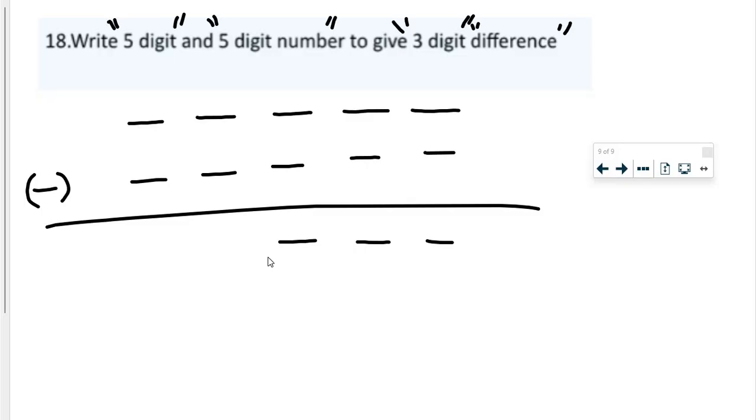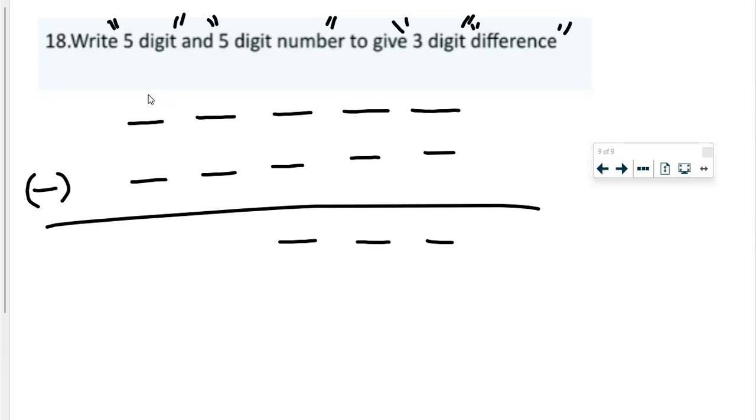Write a 5-digit number and another 5-digit number to give a 3-digit difference. It's simple. These numbers, they must be the same. You know, when I'm doing a question, I look for easy alternatives. So this number you keep here and this number you keep here should be the same, so that when you subtract, they end up forming zeros. So you can put any number, but they should be the same.